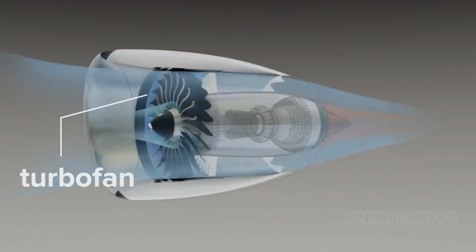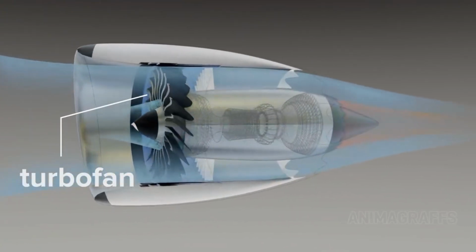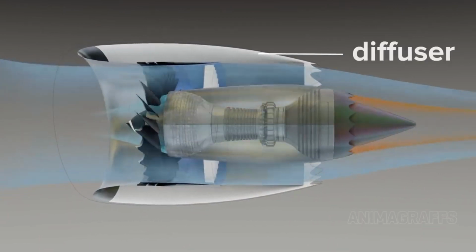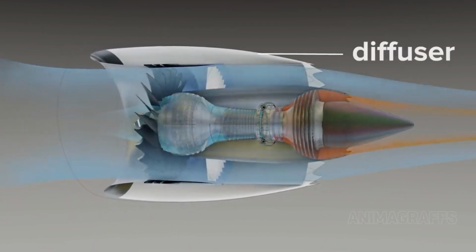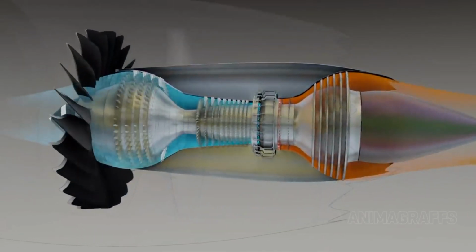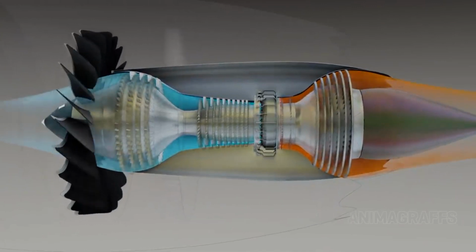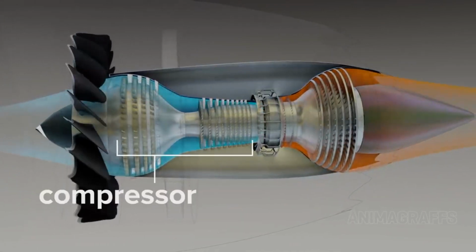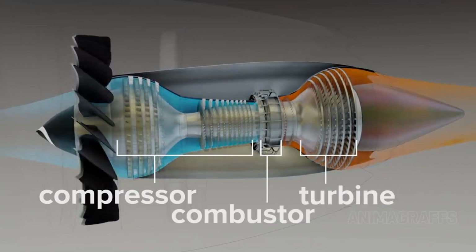Turbofan design. The turbofan can be thought of as a high-tech propeller inside of a duct called a diffuser, driven by a gas generator. The core. The core of a jet engine is a gas generator that creates high-pressure gas to power a turbine. This setup has compressor, combustor, and turbine sections.